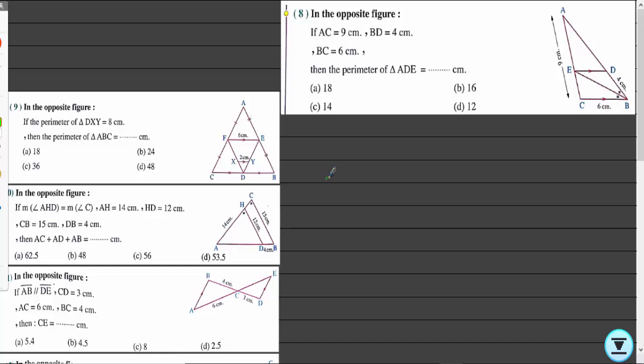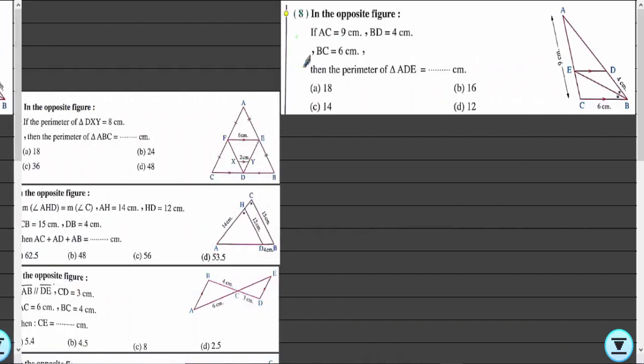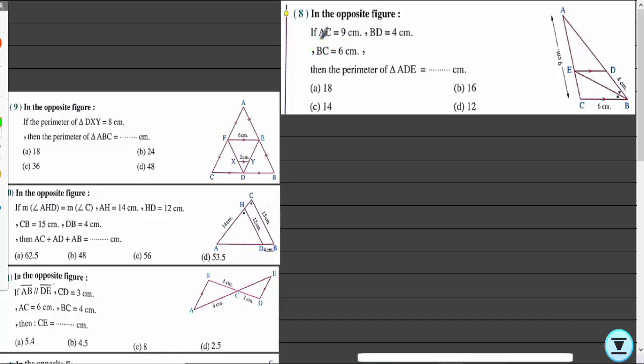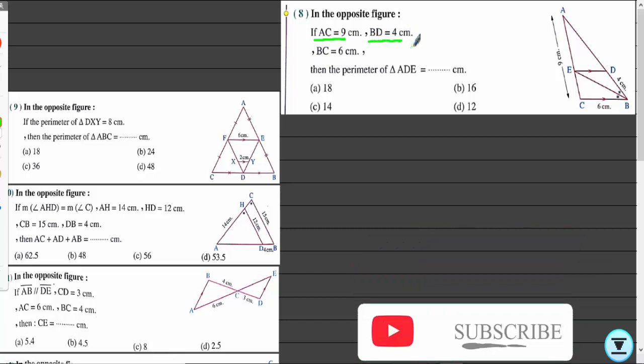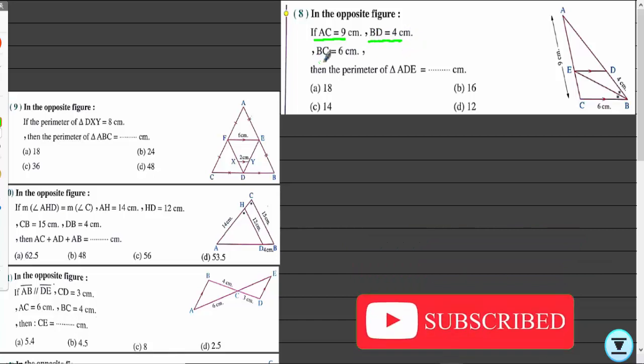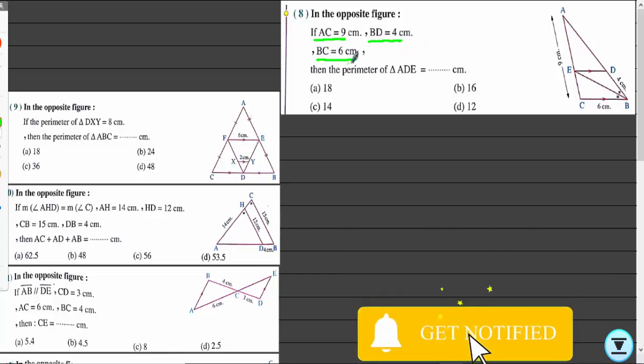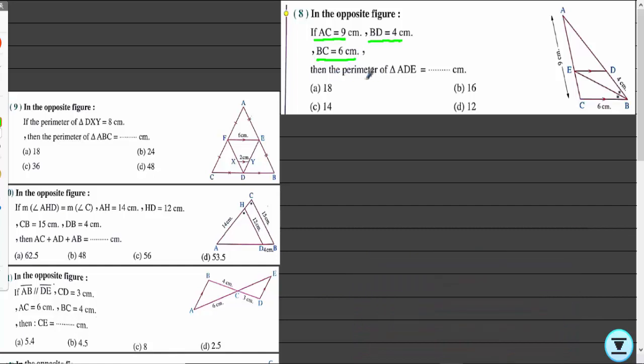In this video, we'll complete solving problems about the similarity of two triangles, starting with question 8. In the opposite figure, we have AC equals 9 centimeters and BD equals 4 centimeters and BC equals 6 centimeters. And then the perimeter of triangle ADE equals 18, 16, 14, or 12.